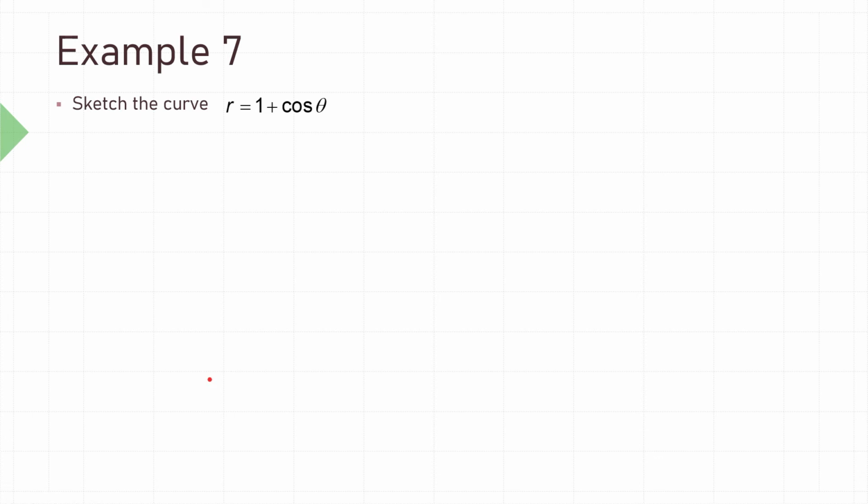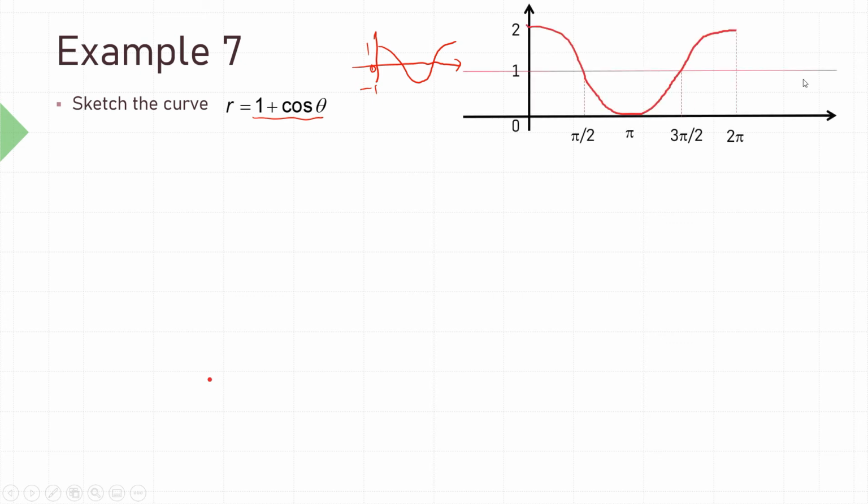Alright, let's now look at this example where we have to sketch the curve for r equal to 1 plus cos theta. But firstly, let's recall how the graph of cos theta looks like. So this is for the cos theta, where this here is 1, 0, and negative 1. But now we want 1 plus cos theta, so it is shifted upwards by 1 unit. So the graph looks like this.